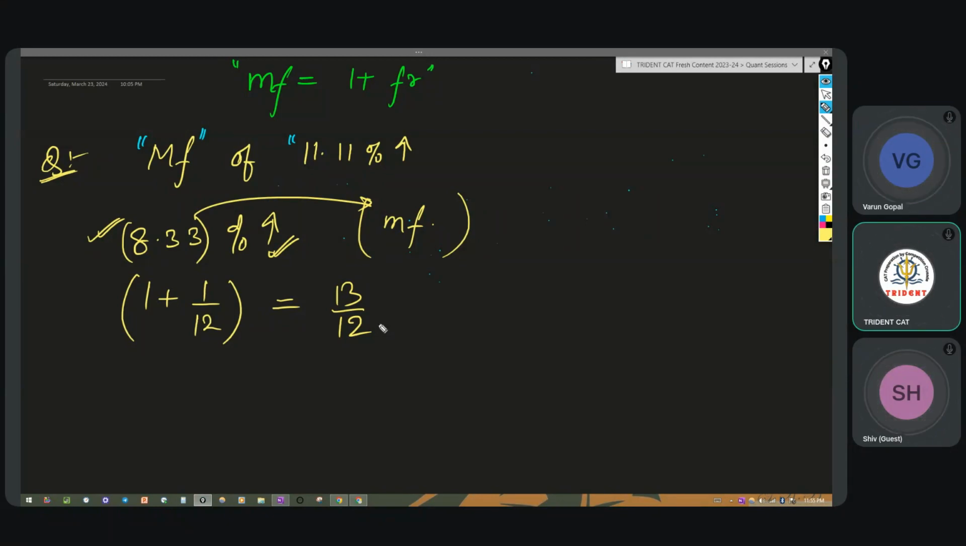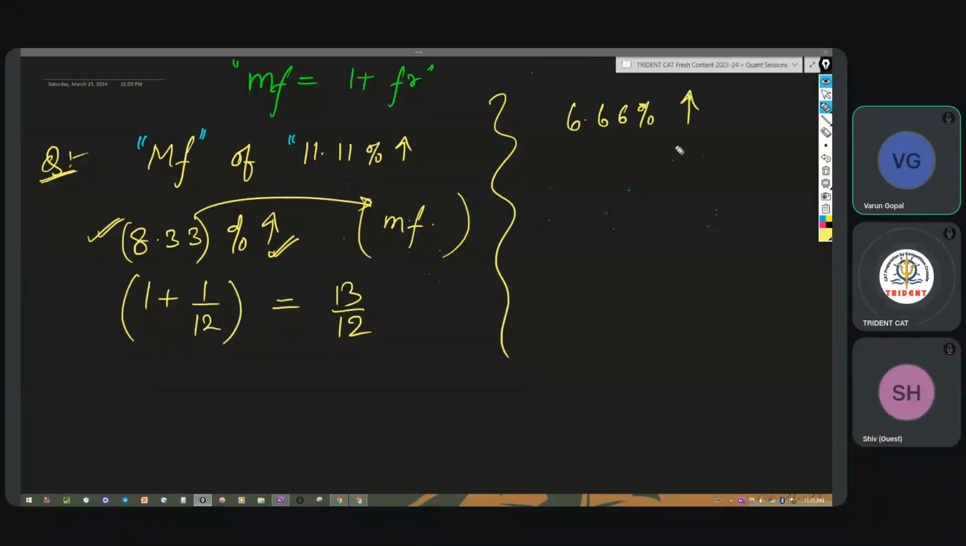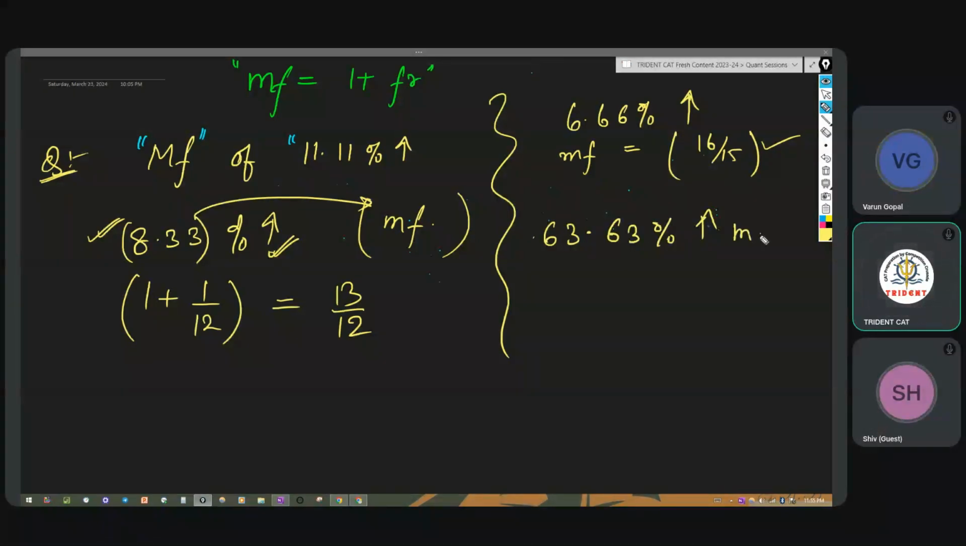Okay. An easy one, guys. 6.66 percentage increment. You are to tell me the MF. 16 by 15. Correct. Okay, shall I give you a tricky one? Yeah, please. 63.63 percentage increment, and you are to tell me the MF.